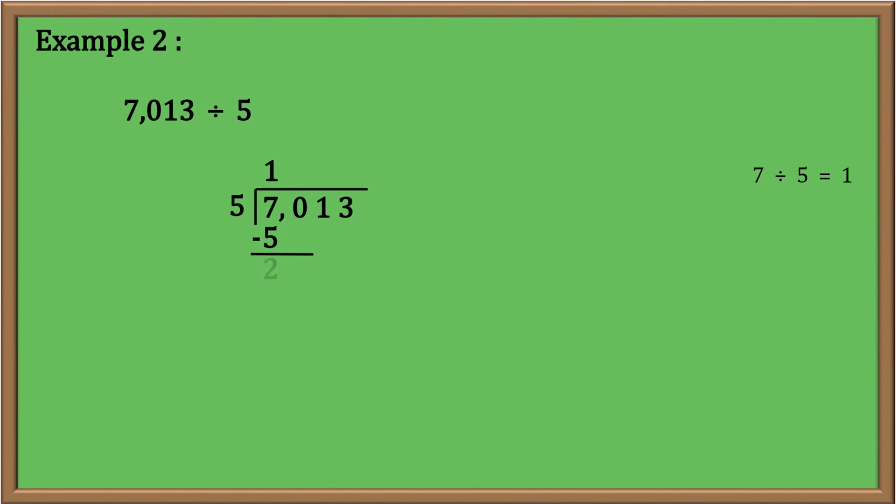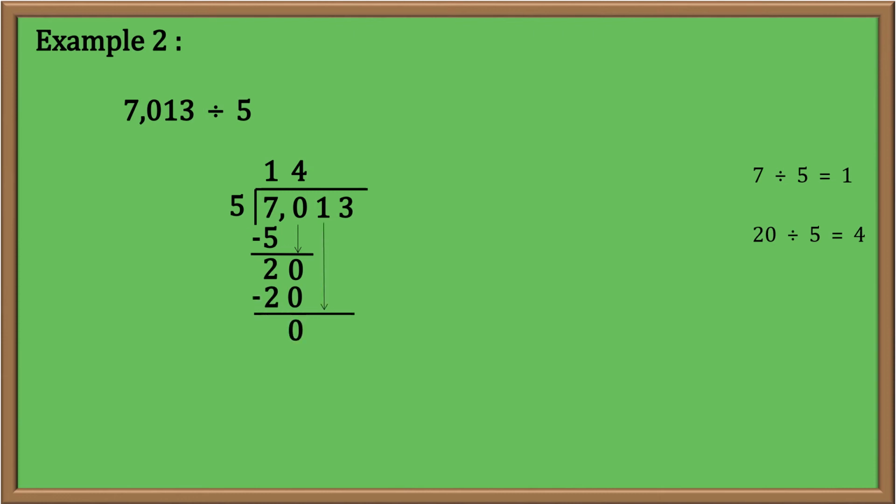7 minus 5 is equal to 2 and bring down the second digit 0. Now divide 20 by 5. 20 divided by 5 is equal to 4 because 5 4s are 20. So the quotient is 4. Write 4 above 0 and 5 4s are 20 right below 20, and when you subtract, the remainder is 0.